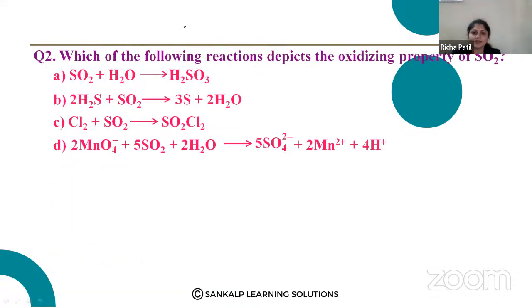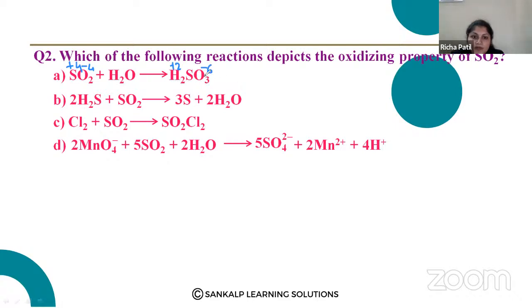Okay, this will be -4. So this will be -4. So the charge will be here +4. Then here, each hydrogen will be +1, so it will be +2. Then each oxygen will be -2, so into 3 will be -6.